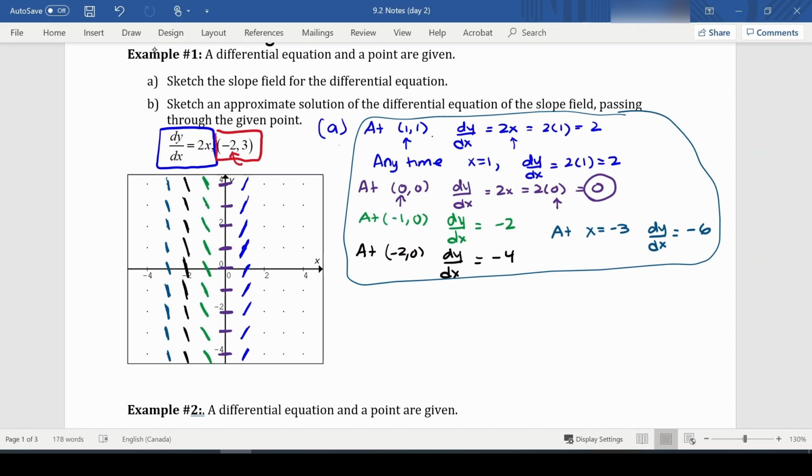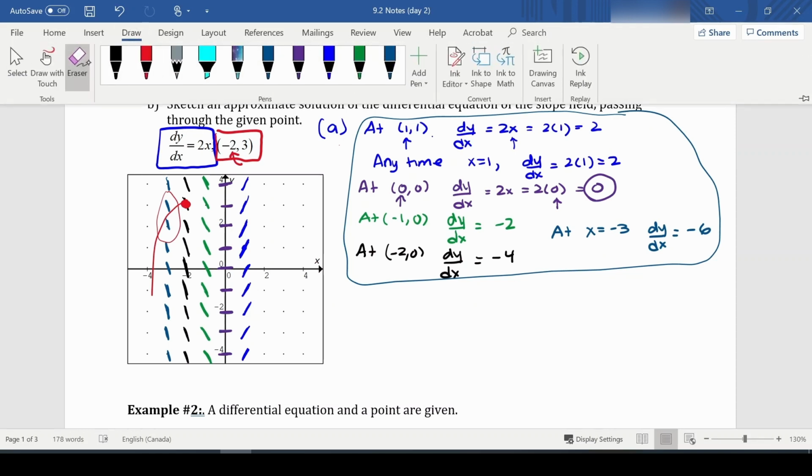Part B is to sketch an approximate solution of the differential equation on the slope field passing through the given point. My given point is at (-2, 3), right here. That means that when I draw my curve, it should follow the slope field so that at any point, the tangent lines represented by these little slopes should make sense. So I shouldn't be going down like this. That wouldn't make sense. None of these tangent lines would work for that curve, which means that this curve does not work for my given differential equation.